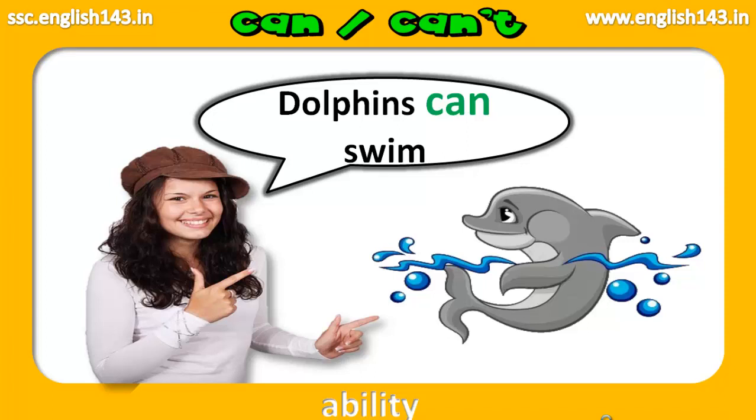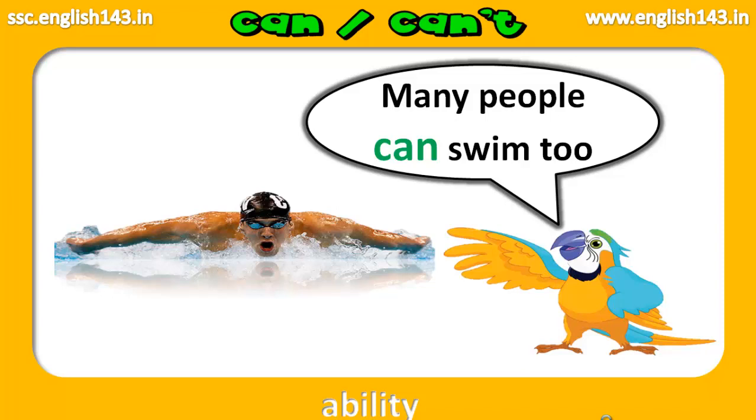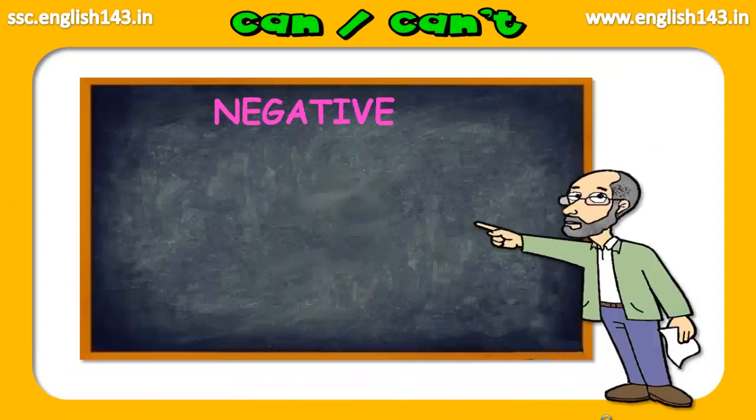Dolphins can swim. Yes, it is the dolphin's ability to swim. Many people can swim too. In the similar manner as dolphins, many people can swim too. That means many people have the ability to swim. Till now we have seen how to use can for expressing the ability of someone or something in affirmative sentences positively. Now let us find out how we can use can't to express inability in negative sentences.